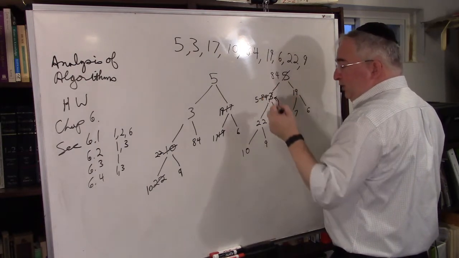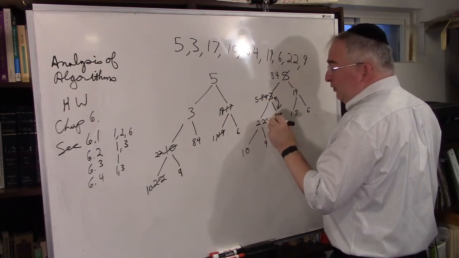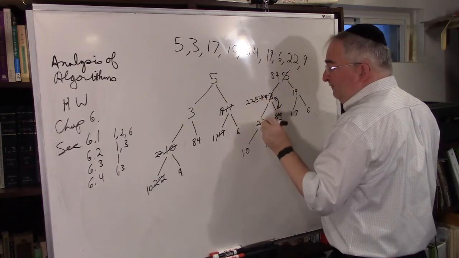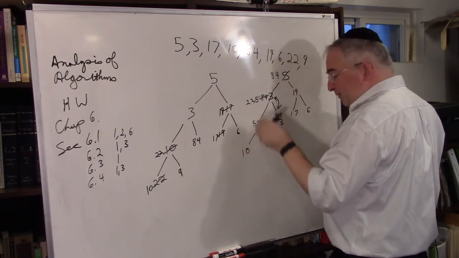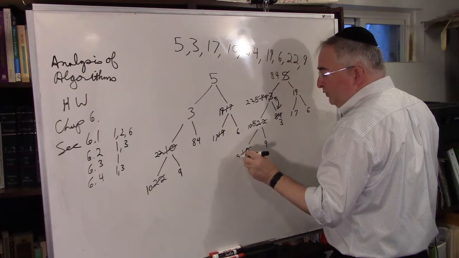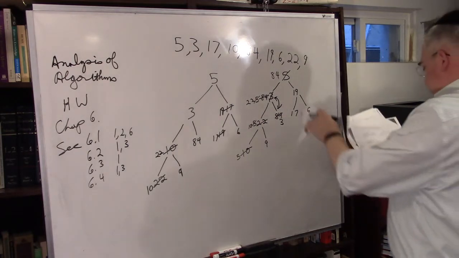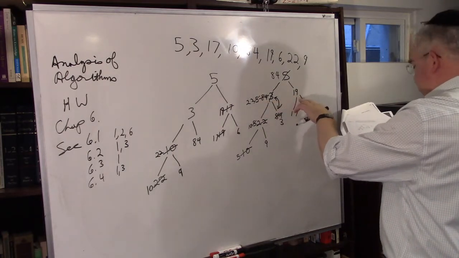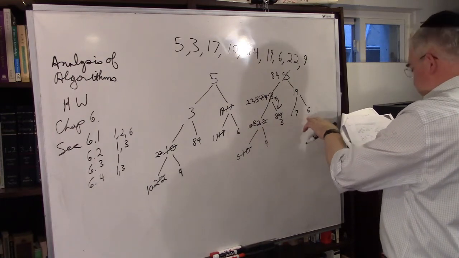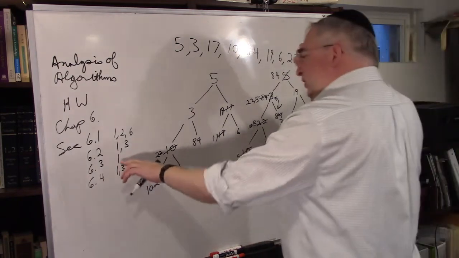Okay, and now we have to trickle down. From these 3, 5, 22, and 3, what's the max? Answer 22. So 22 goes up here, 5 goes here. Now we heapify from this point of view. 10 goes up, and 5 goes down. Okay. Let me just make sure I got it right. So, I got it right. This is 84, 22, 19, 10, 3, 17, 6, 5, and 9. Perfect. Okay, so that's section 6.3, number 1.